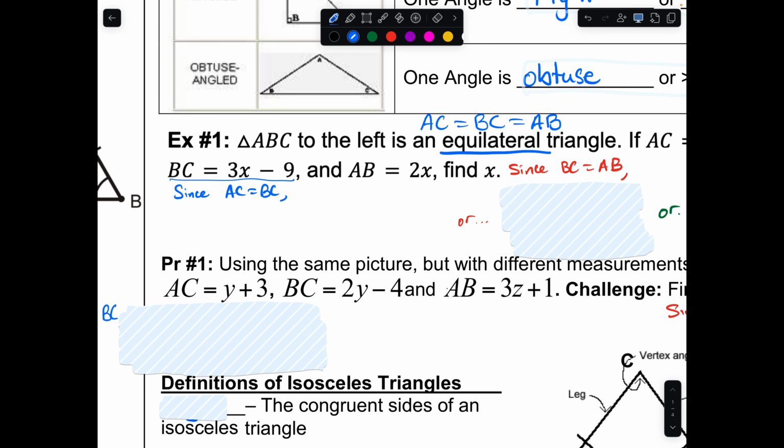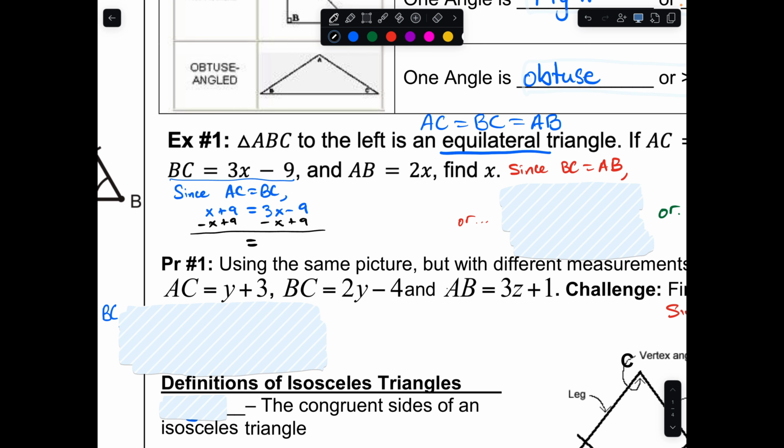We are told that AC is x plus 9. We don't know what x is yet, but we're going to find it. And BC is 3x minus 9. I have an equation, and you've seen lots of equations like this. We can get x by itself. So let's start by subtracting x from both sides. And while I'm at it, I'm going to add 9 to both sides. I kept the equation balanced. That is a legal math move.